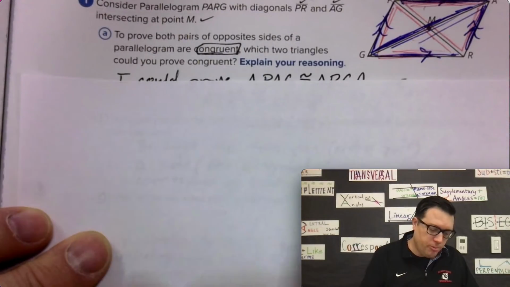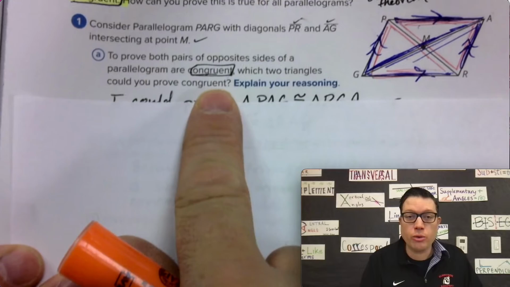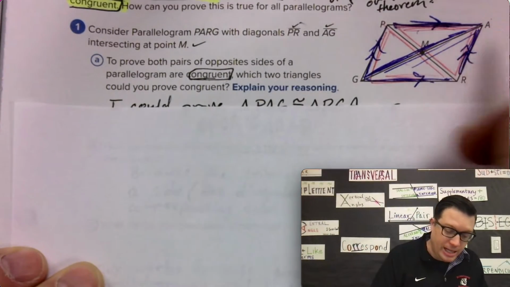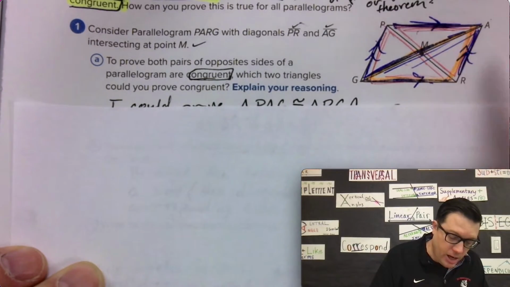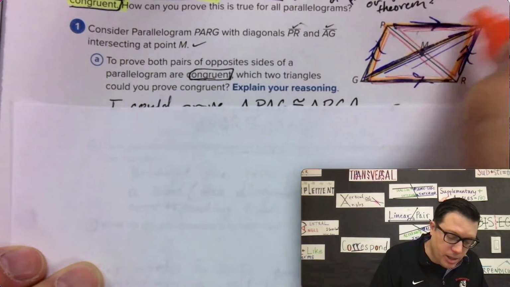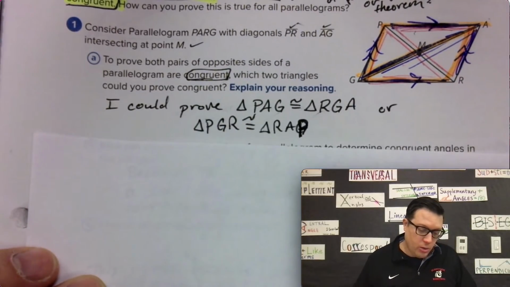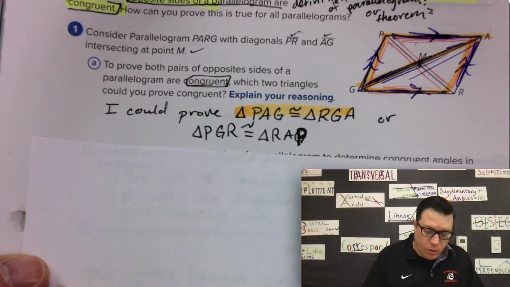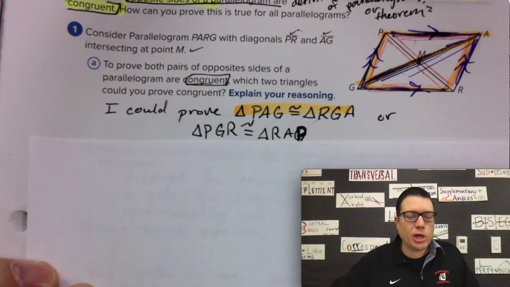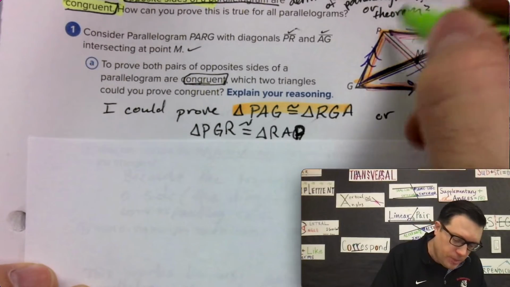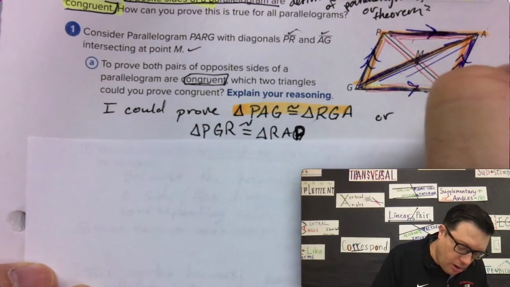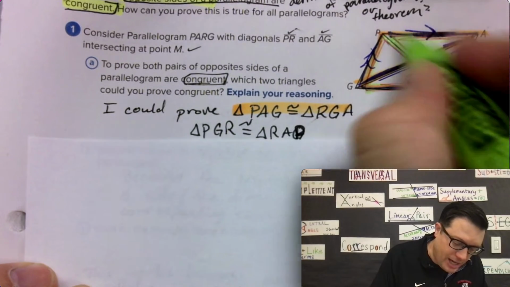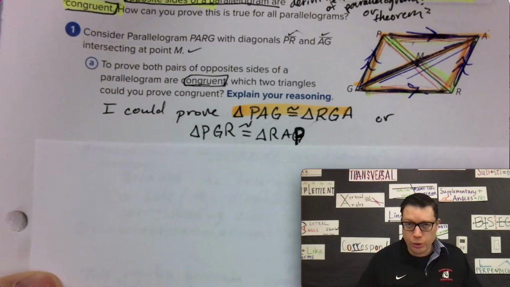To prove both pairs of opposite sides of a parallelogram are congruent, we should look at pairs of matching triangles. One of the triangles I highlighted in blue is ARG, and its corresponding partner would be PGA, or PAG, I mean. That's what I'm trying to showcase there. There's an orange and another orange. And in fact, if you look at the other diagonal, PR, then triangle PGR and triangle RAP could also be proven congruent.